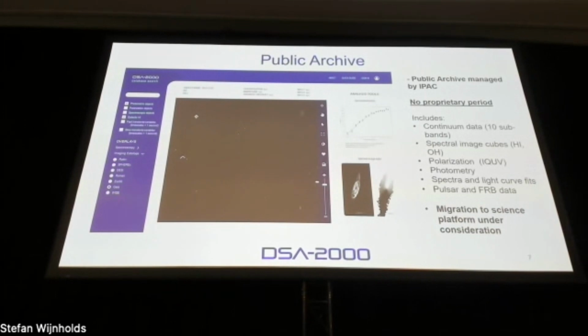And finally, that data then goes into the public archive. At this point, the baseline is to have that managed by IPAC. And again, no proprietary period. And we are considering other alternatives here, so migration to a science platform and so on.